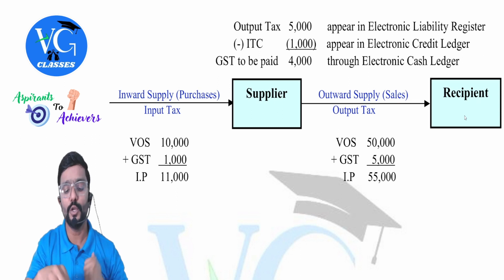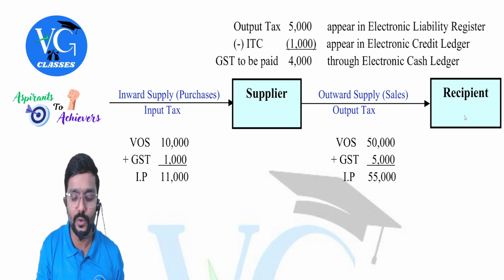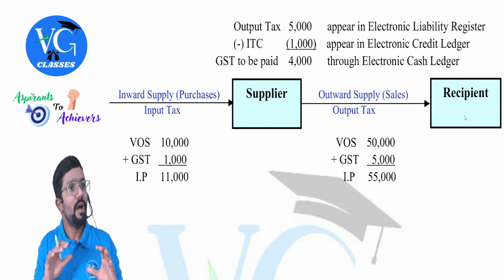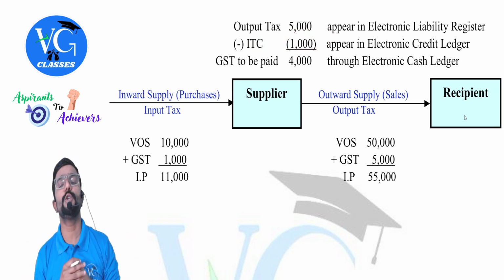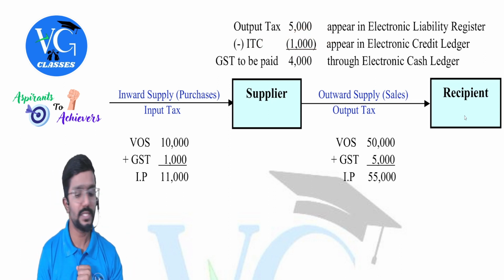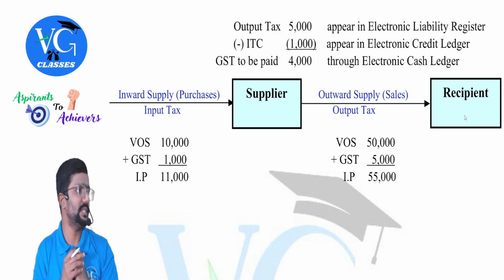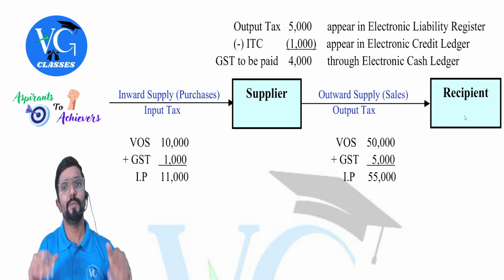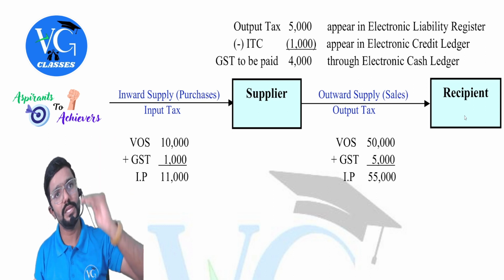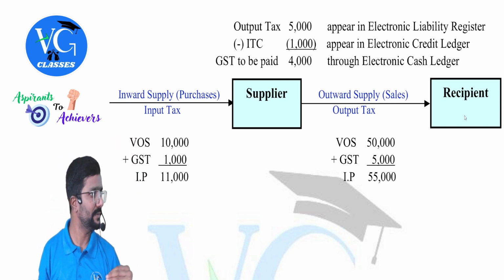Now, what we are going to learn is, sir, this 1,000 you told we can claim as credit. Sir, is there any prescribed order to claim this? Yes. Because this 1,000 might be CGST, SGST or IGST. Sir, which credit can be adjusted against what? All this, no doubt, will come under GST only.